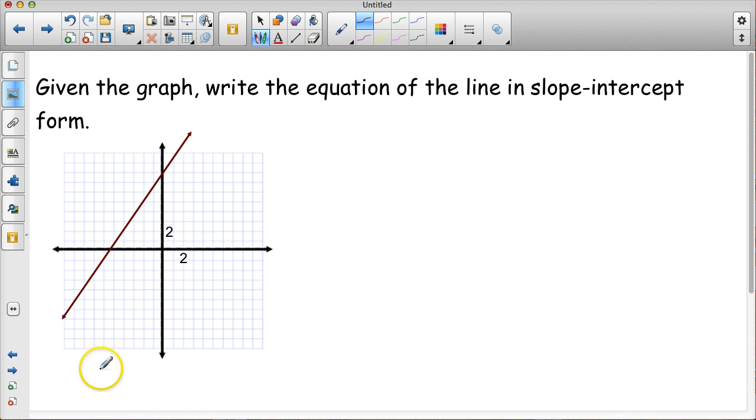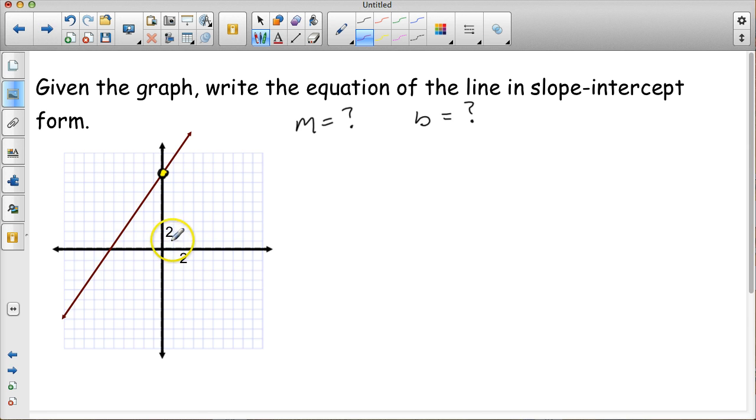Now I'm given a graph, and I need to write the equation of the line in slope-intercept form. That means that I need to find my slope, and I need to find my intercept. My intercept will be the easiest thing to find on this particular graph. If I remember that the intercept is where my graph crosses the y-axis, it crosses the y-axis at this point right here. So I need to know what is the value of that point.